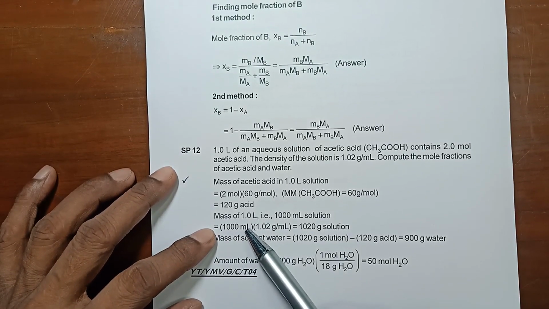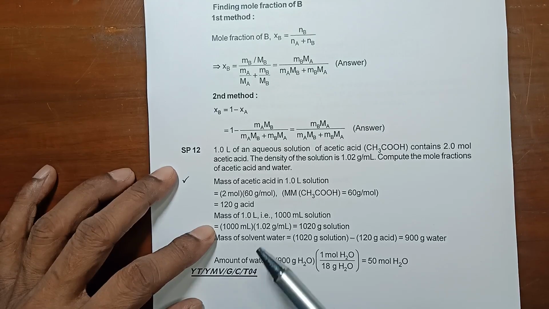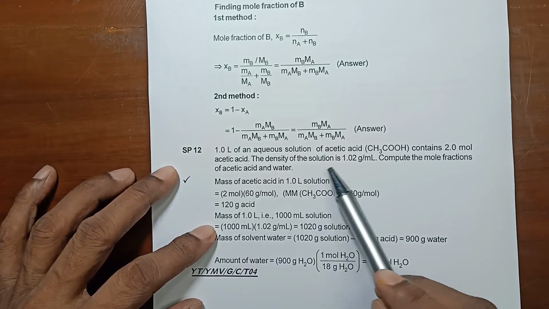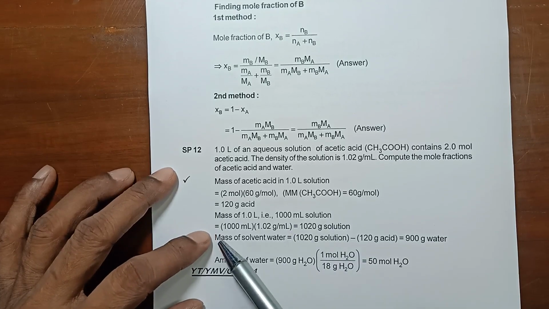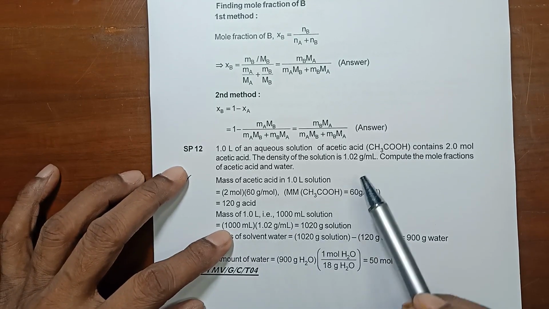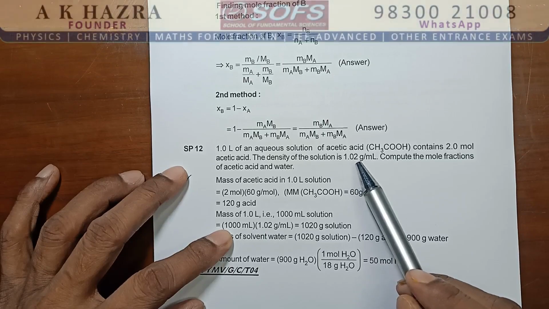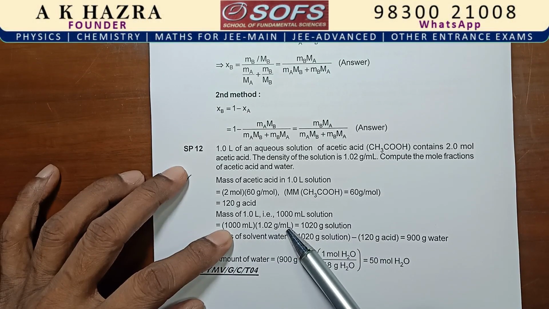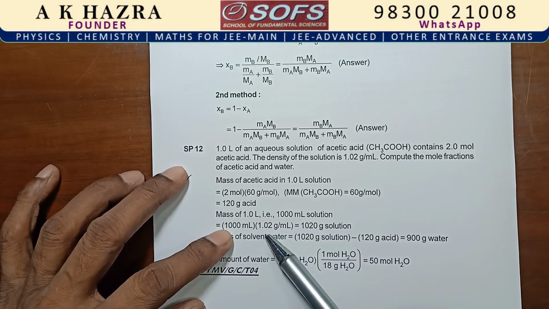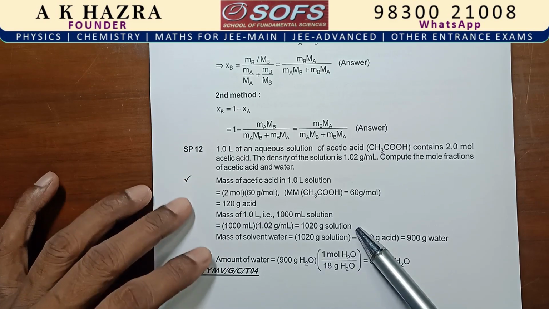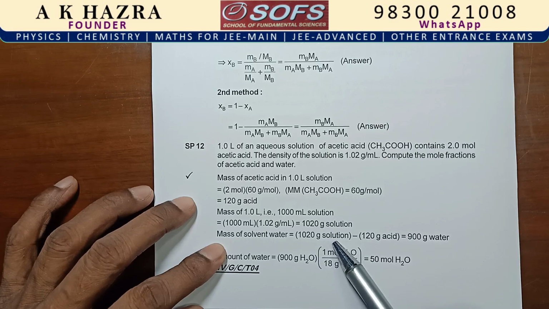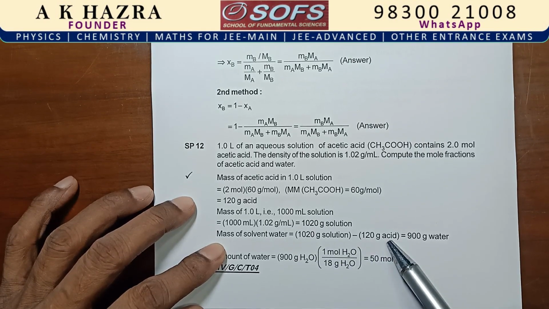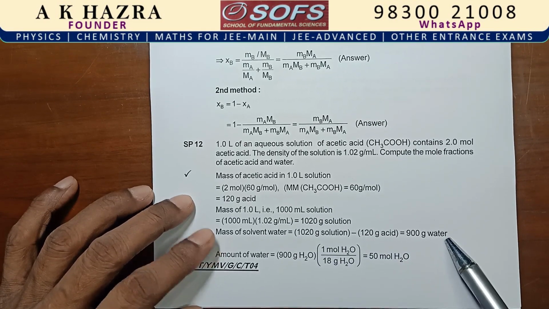Now let us find the mass of 1 liter solution. How? Density of the solution is given. So mass of 1 liter, that is 1000 ml solution, equals 1000 ml times density 1.02 gram per ml. Factor label: ml cancels, you will have gram. 1020 gram solution. So what is the mass of solvent water? 1020 gram solution minus 120 gram acid. So we will have 900 gram water.